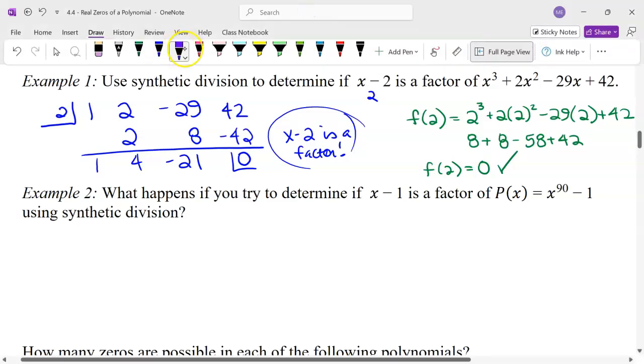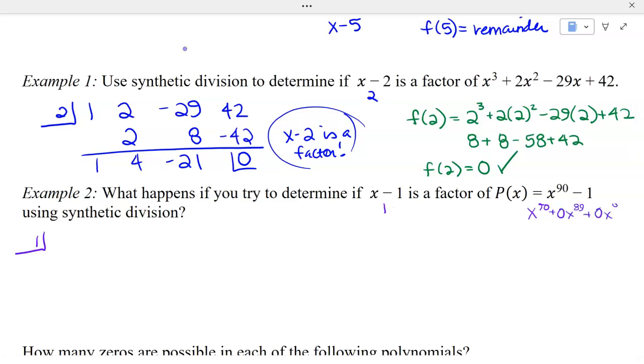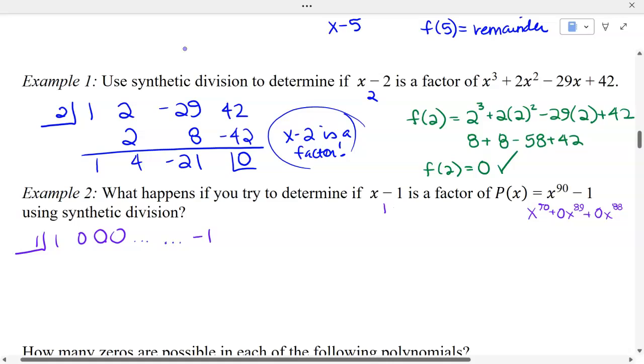So what happens if you were to try to determine if x minus 1 is a factor of the polynomial x to the 90th power minus 1? Yeah, you could do synthetic division, and we could use 1 going in, but if we had x to the 90th power, we're going to have x to the 90th plus 0, x to the 89th plus 0, x to the 88, and oh my goodness gracious, we would have so many zeros here as placeholders before we could get all the way out to the constant. And that's just not very feasible to do.